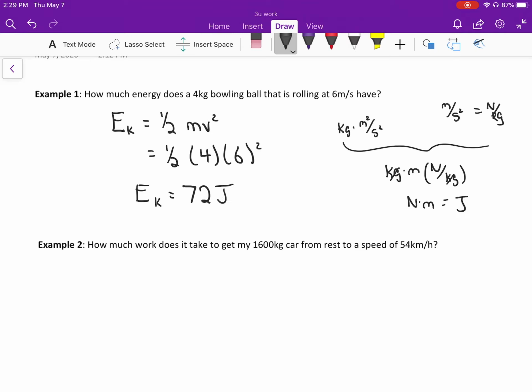Kind of like the proof, you don't need to really do that every time, but you should just know how to work it. As long as your mass is in kilograms and your speed is in meters per second, we end up with the proper units of joules.